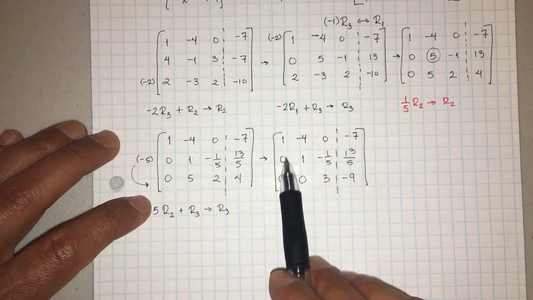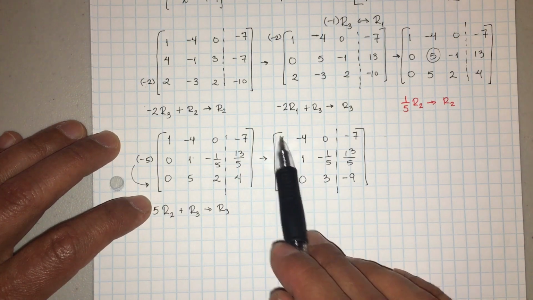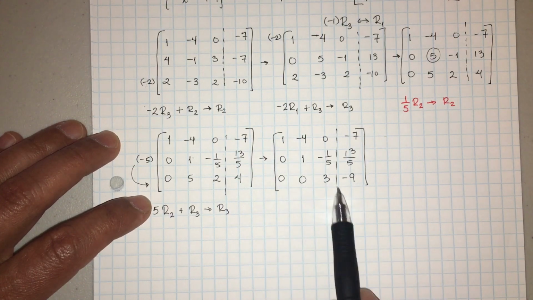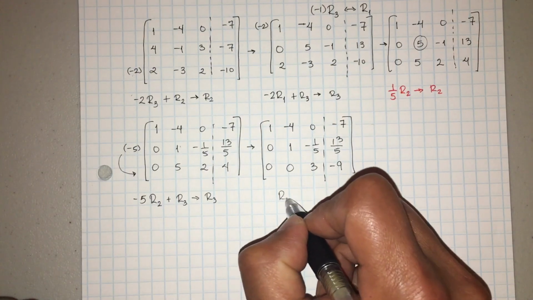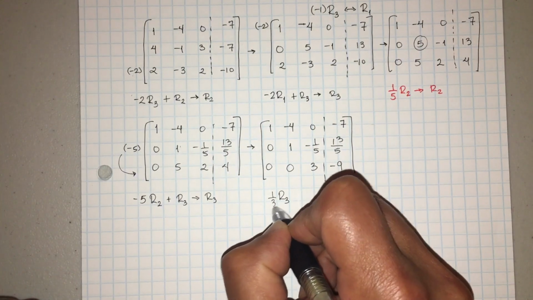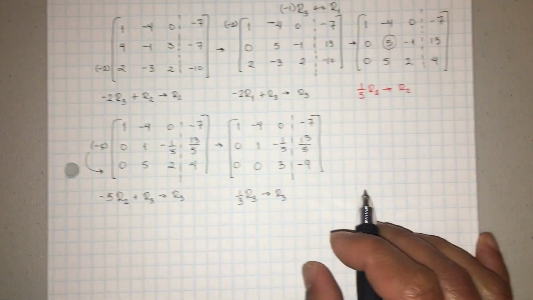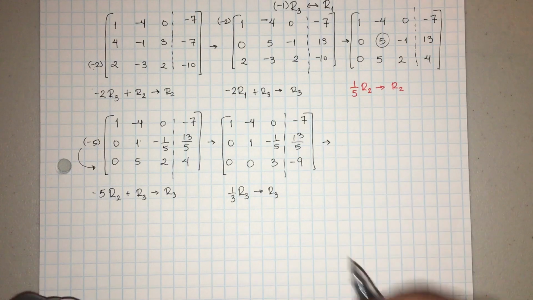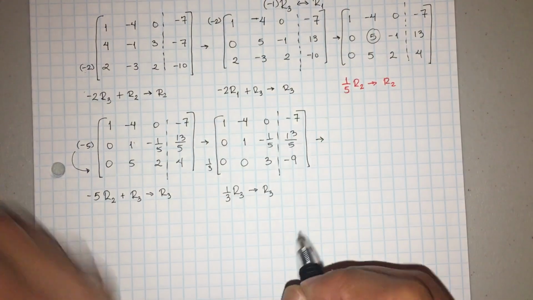So notice 1, 0, 0, now 1, 0. Now I've got to try to make this guy into a 1. So I have that nice diagonal, which is a 1. Okay. So what am I going to do? I'm going to take the third row and divide it by 3. And it's going to stay in the third row. So now if I do that, let's put a 1/3 here.